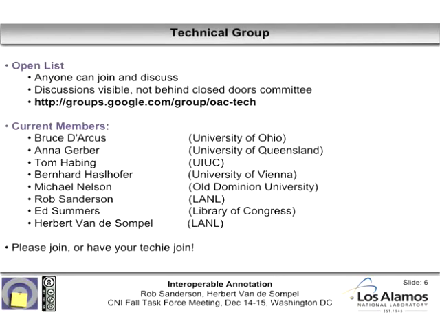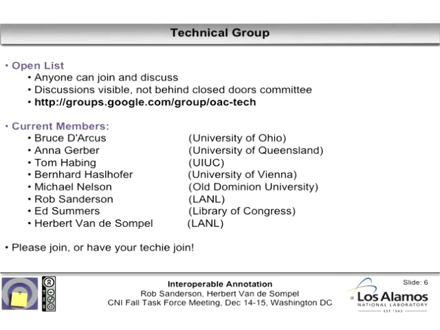We also have a technical group. So unlike previous open annotation initiatives, we have a completely open technical list. Please join or have your techie join. It's the Google Groups URI there. Current members, not exactly the same as the project members, include Bruce Darkus from University of Ohio, Ed Summers from Library of Congress, Michael Nelson sitting in the front row, and Bernhard Haslhofer from University of Vienna.